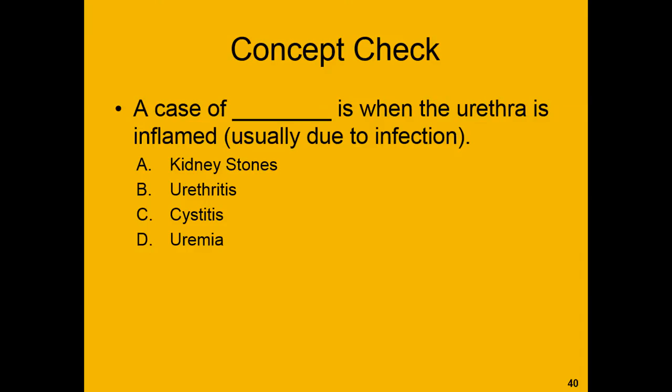So, concept check class. A case of blankety blank is when the urethra is inflamed, usually due to an infection. So we have kidney stones, urethritis, cystitis, and uremia. Go ahead and rewind the video to get me an answer, or you can pause it and check your notes, PowerPoint slides, or your textbook.